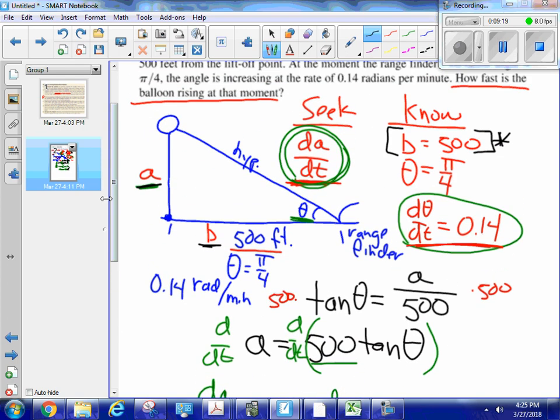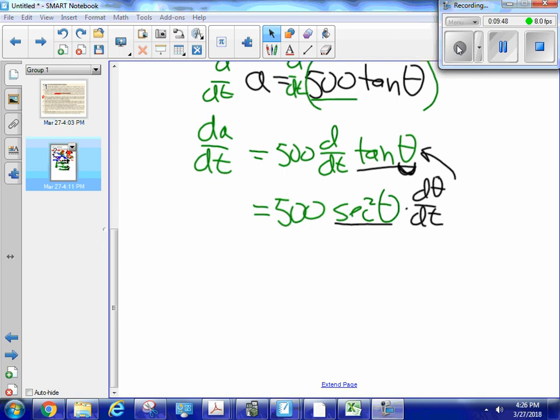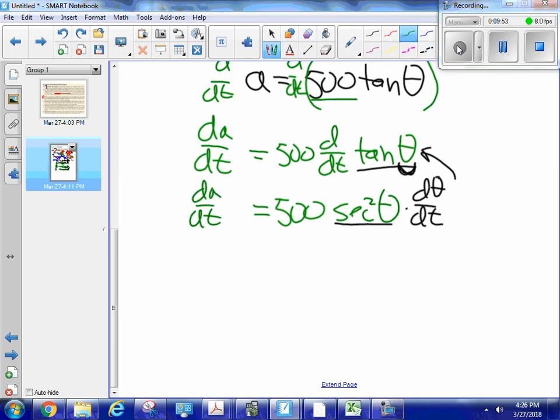If I come back up to my diagram, remember, this theta here, as time goes on and the balloon gets higher and higher, this theta is going to change in relationship to time. So I have to multiply it. It's like the chain rule. I have to do the outside function, which is tangent theta, which gives me secant squared theta, times the inside function, theta with respect to time.